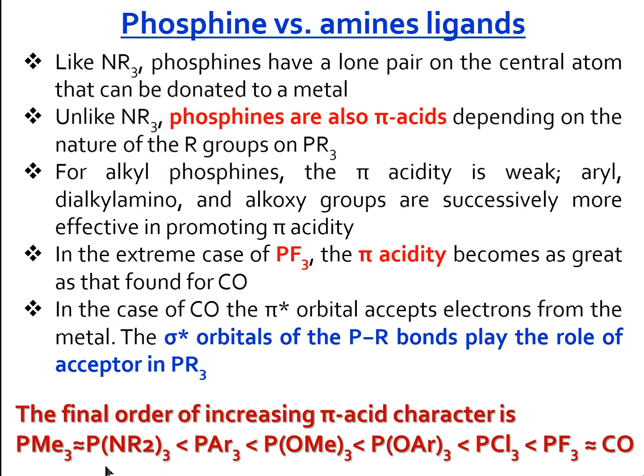According to this order that is found experimentally, the weakest pi acceptor is P-methyl-3 and the strongest pi acceptor is PF3. Or in other words, the strongest donor is P-methyl-3 and the weakest donor in the family of phosphine ligands is PF3.